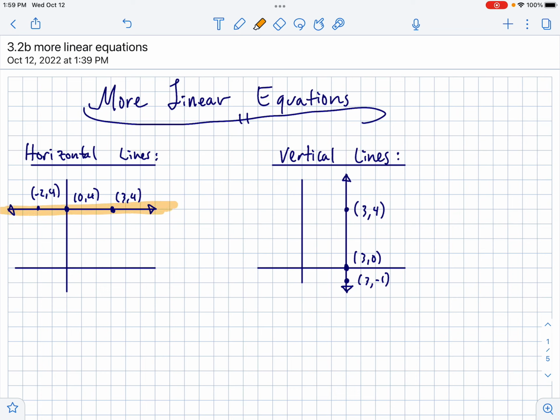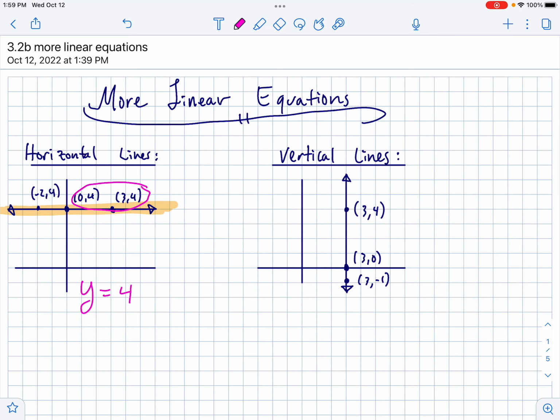One is a horizontal line that goes through y equals 4. I mean, I kind of gave it away right there. That's the equation of the line, y equals 4, because all of them have a y value of 4. No matter what x value you put into them, you get a y value of 4. So this is y is equal to 4.